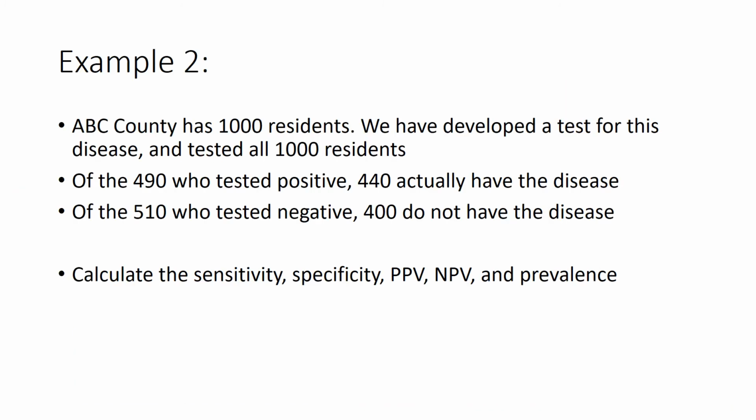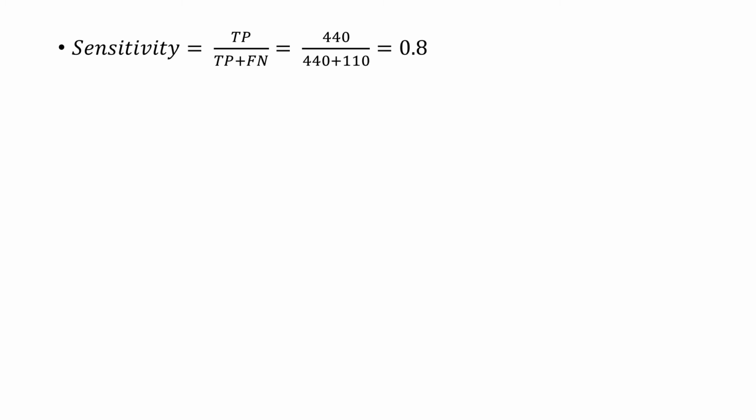So let's calculate the sensitivity, specificity, PPV, NPV, and prevalence. Again, feel free to pause the video if you want to work on these numbers by yourself to compare. The sensitivity is equal to true positive over true positive plus false negative, which is 440 over 440 plus 110, which equals 0.8. This says that for anyone who has the disease, 80% of them will test positive with our new test.